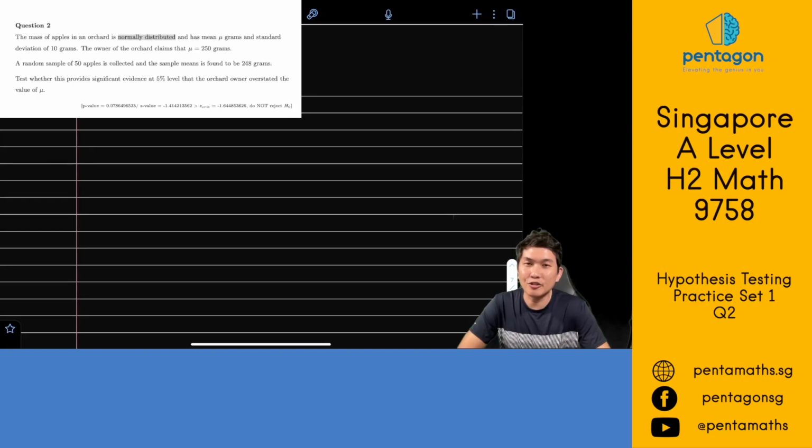Hello and welcome back to question 2. You know the drill. Let's start with step 0. Firstly, is the population normally distributed? Yes, you can read from the first sentence over here.